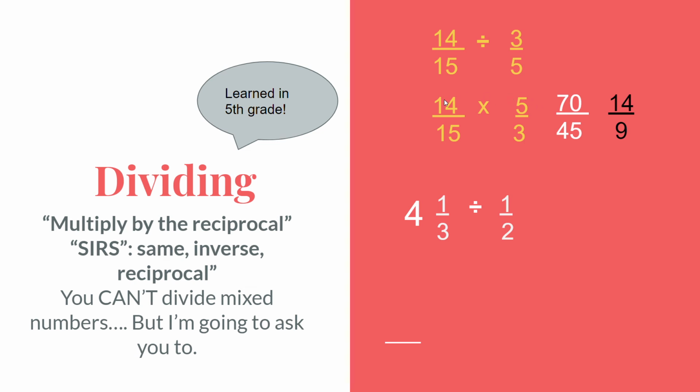There will be some 6th graders who are able to recognize how to cross multiply. So the 5 and the 15 already have a common factor. It's 5. You can cross out the 5, make it a 1. Cross out the 15, make it a 3. 14 times 1 is 14. 3 times 3 is 9. You get the simplest form way faster. But not all 6th graders are there yet.